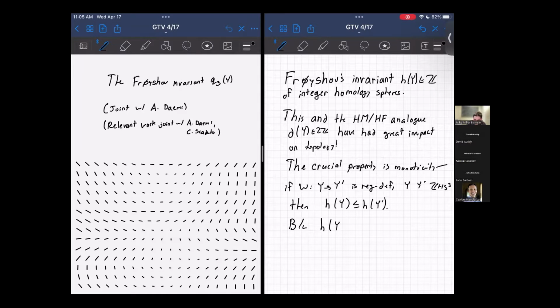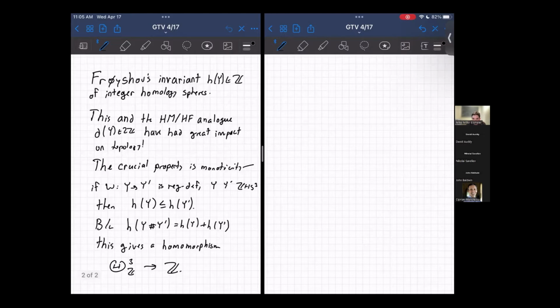Because this invariant is also additive, and the preceding property shows immediately that it's a homology cobordism invariant, this gives a nice example of a homomorphism from the homology cobordism group to the integers. On the other hand, the monotonicity property tells us something about negative definite cobordisms, but doesn't say anything beyond that level of generality.